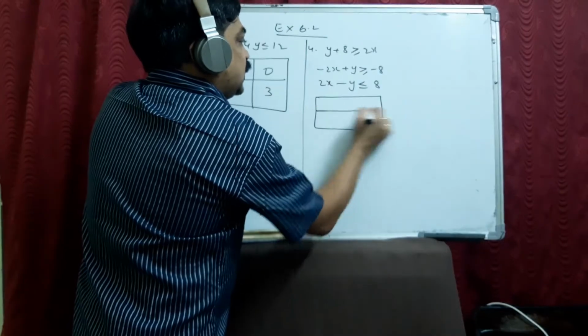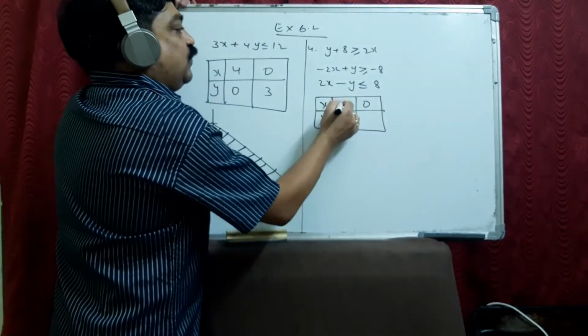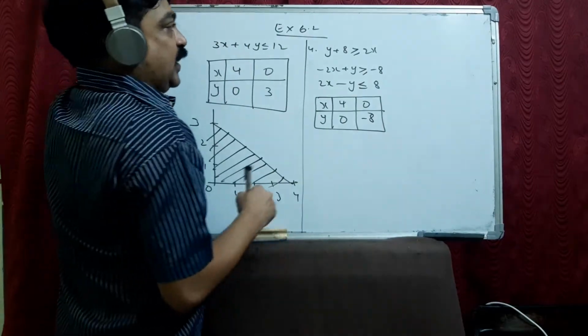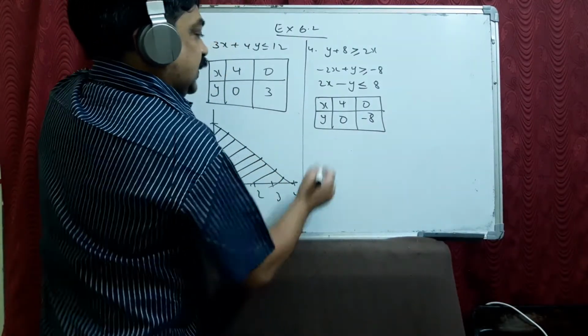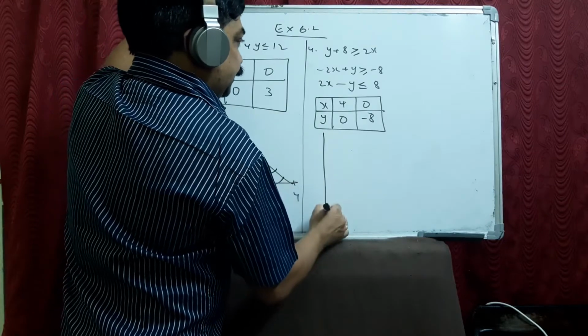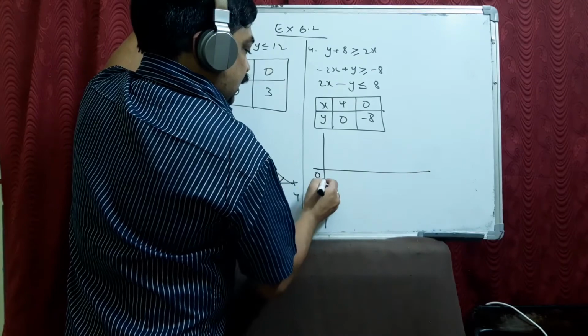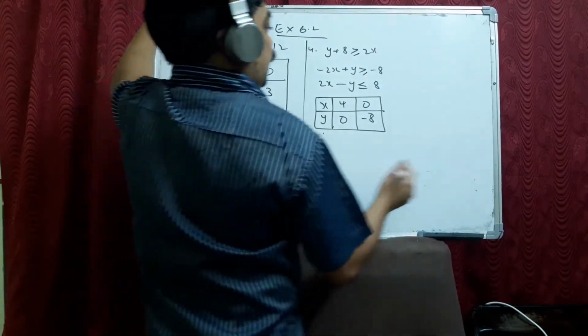We take a box here with x, y and 0, 0. When y is 0, x is 4. When x is 0, y is minus 8. Let us substitute. So the y value should be minus 8 and x will be 4. We take it like this. I draw here.